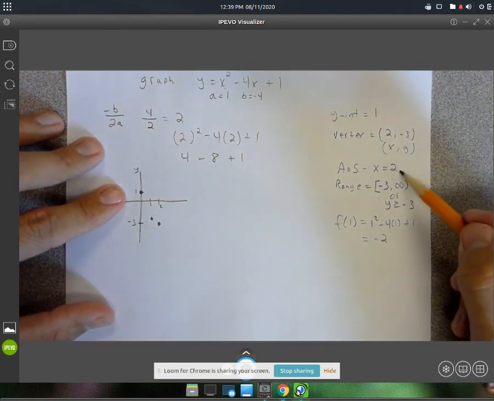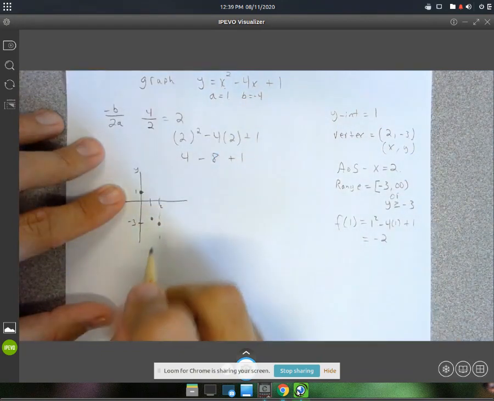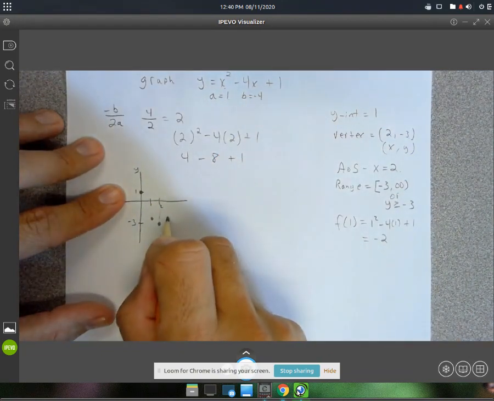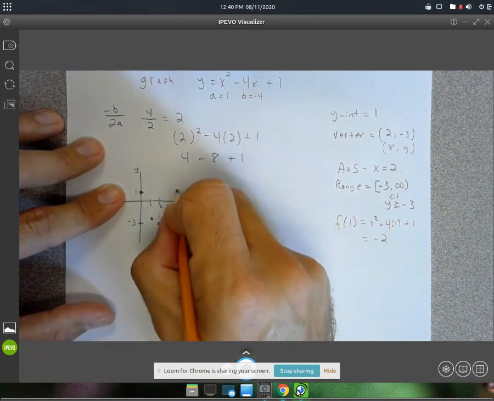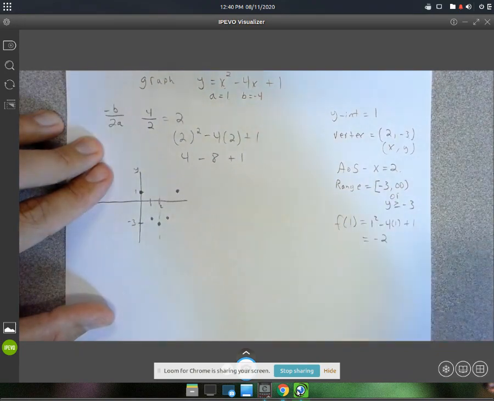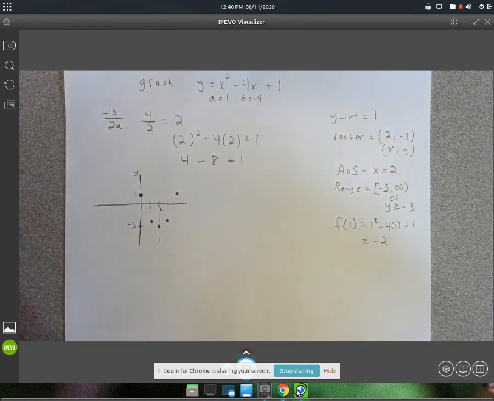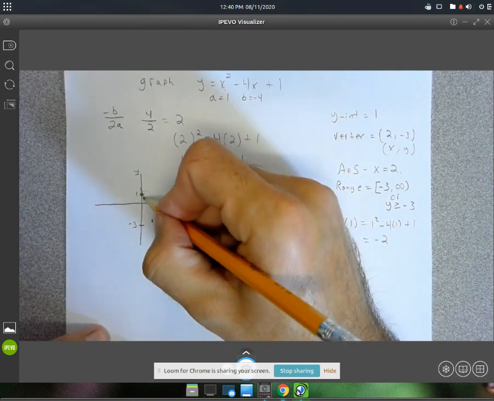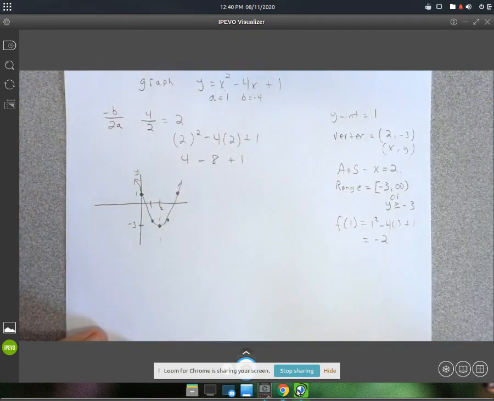Now I can use my axis of symmetry to plot the other points, the reflections here. So from there, I could plot that point. From here, I could plot that one over here. And we are not going to be bothering with the x-intercepts on this one. We'll just sketch the curve. All right. And that'll be good enough.